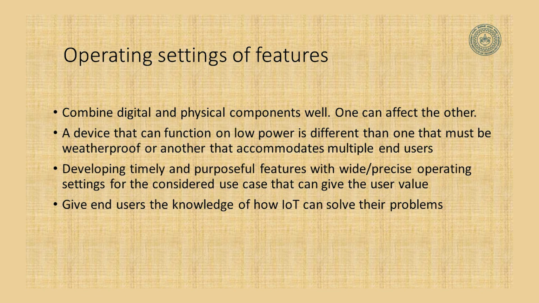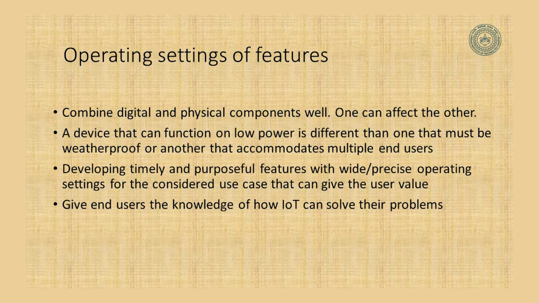So, by developing timely and purposeful features with wide and precise operating settings, you can give the user value. So, you need to think, do I need the device to operate between minus 10 degrees and 50 degrees, or do I need it to operate only between minus 5 and 10 degrees? So, for instance, if you are putting some temperature sensors in a refrigerator, it is unlikely that the temperature inside the refrigerator will ever exceed 10 degrees. Also, it is unlikely that it will fall, if it is not a freezer, if it is just the fridge compartment, then it will not fall below minus 5 degrees.